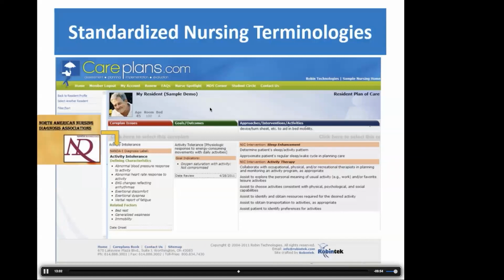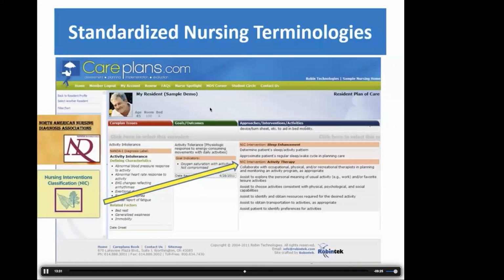We have NANDA, or the North American Nursing Diagnosis Association. While ICD-CM codes describe a disease or injury, NANDA Nursing Diagnoses describe a patient's reactions to the disease and to treatment. Next is the NIC, or the Nursing Interventions Classification, a standardized language for treatments that nurses perform.